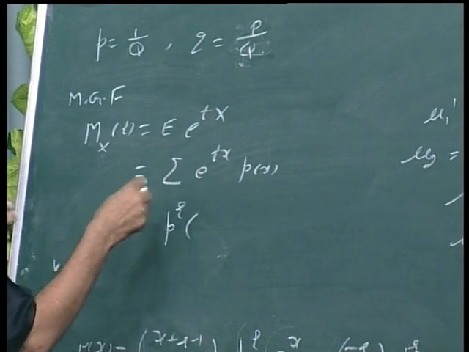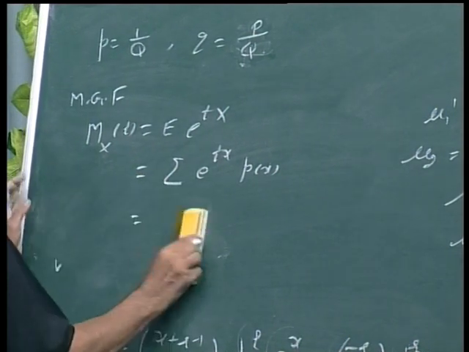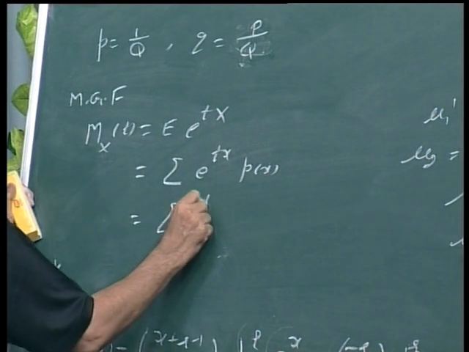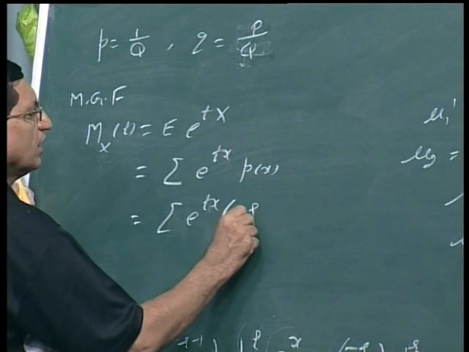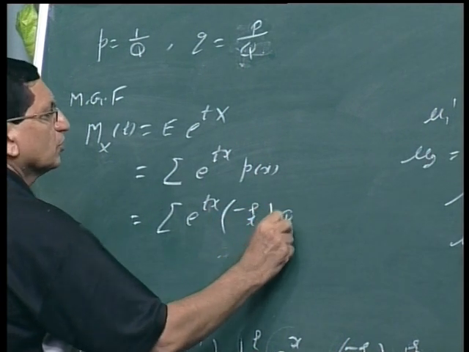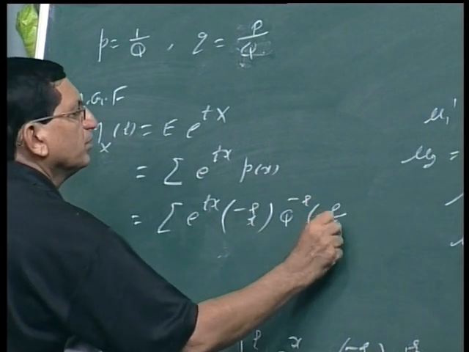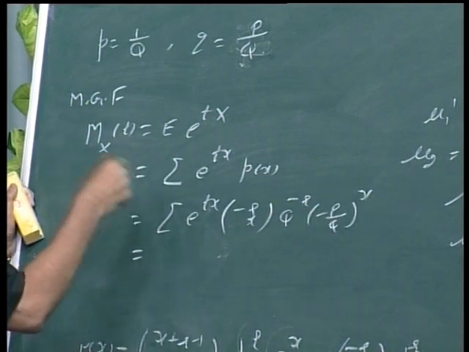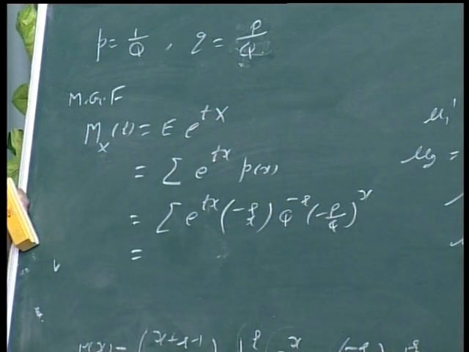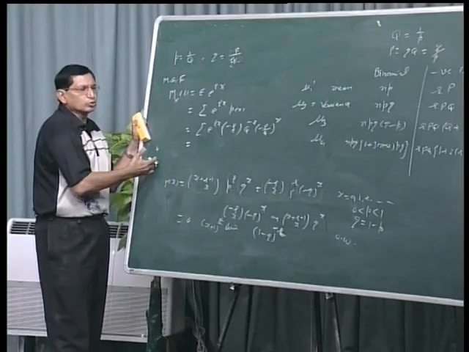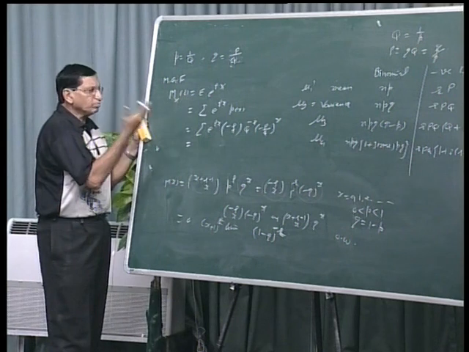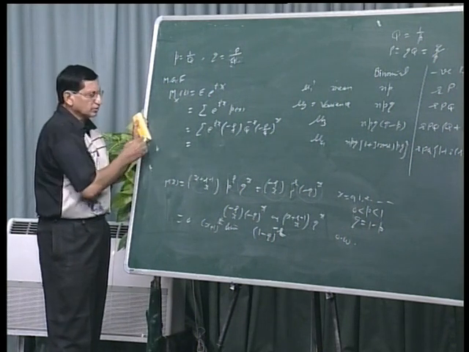So this way we can define Σ e^(tx) C(x+r-1, x) q^(-r) (p/q)^x, and we can find this moment generating function. If we differentiate this with respect to t and put t equal to 0, we can get the first moment, similarly second moments and others.